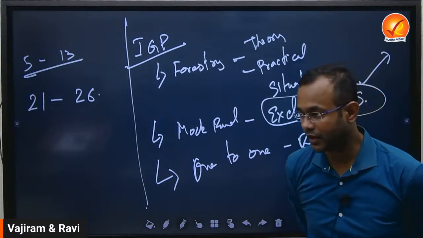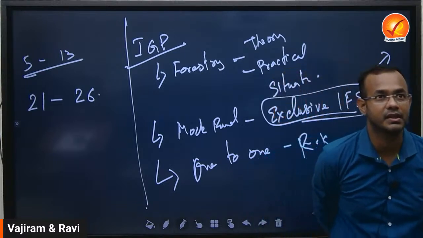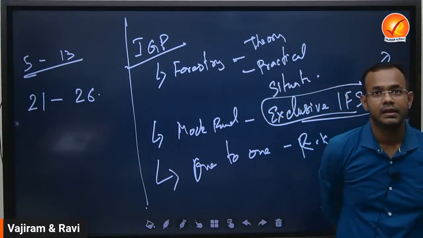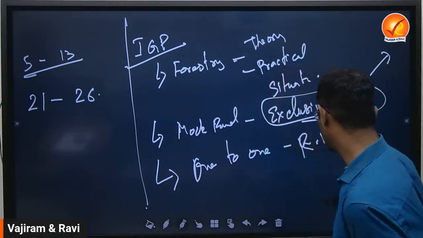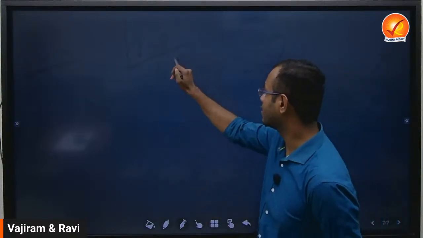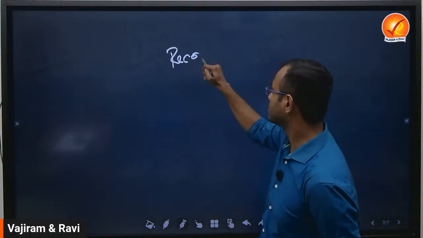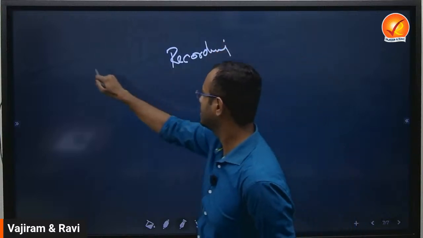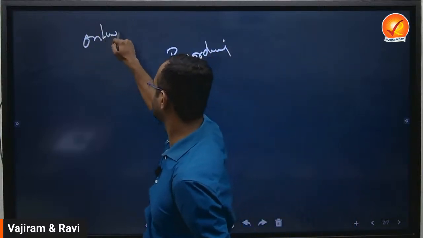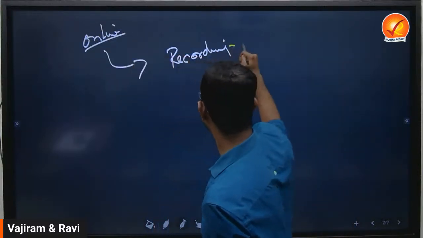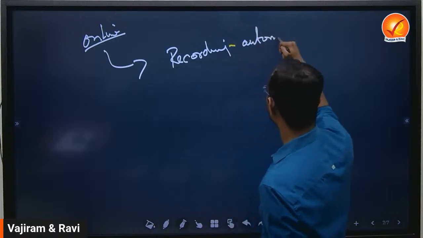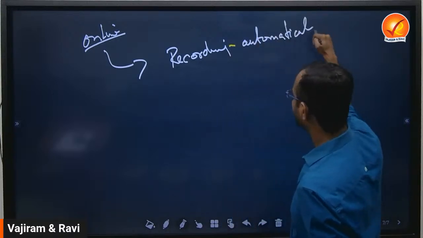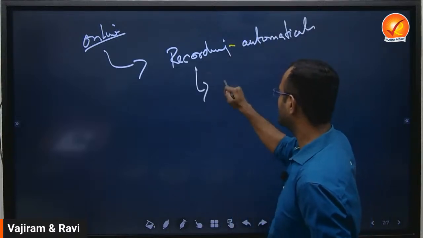I'll wait for a minute if you have doubts, or else we'll end the session and start the class again. The recordings will be available. Automatically, you will get recordings. So the class details will be like this: number 1, the classes will go in online mode. Recordings will be automatically available. It will be available for one-time watch.